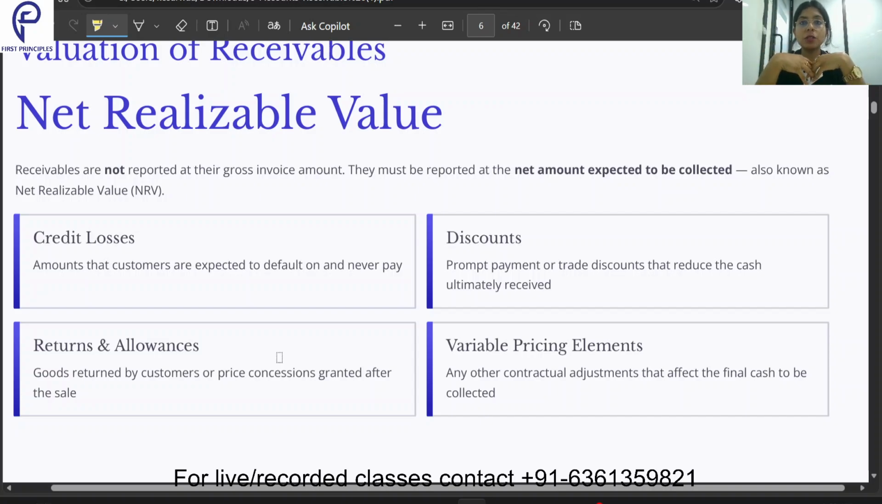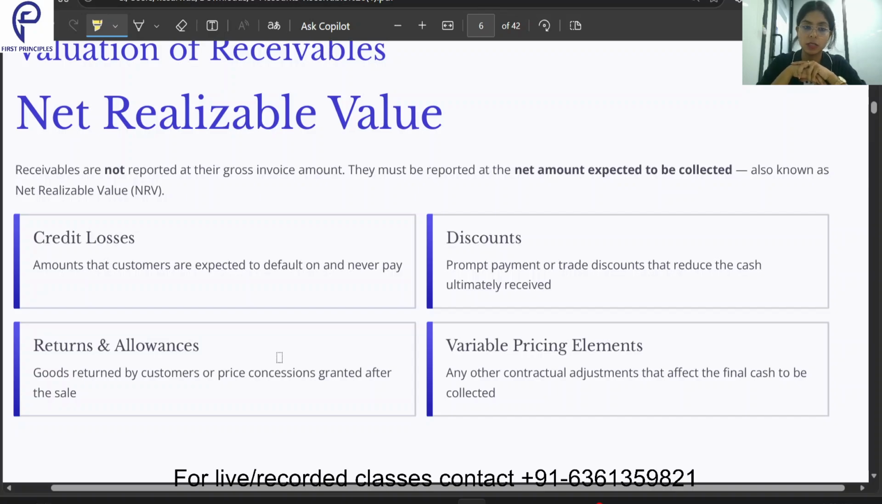Realizable receivable value means what? The actual amount of money which we are expecting, which I am anticipating that I am going to collect from the customer. So that's why we have four particular concepts in the NRV.